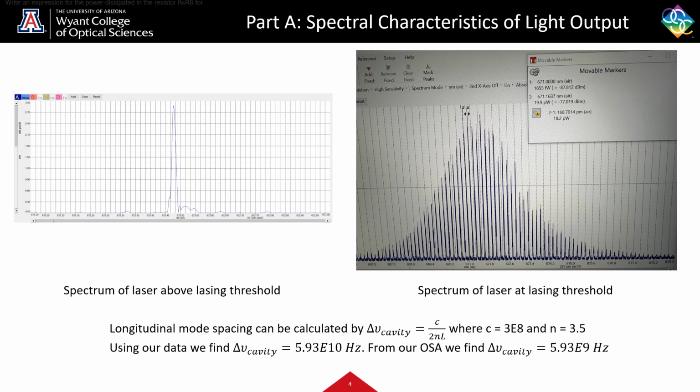These are the spectrums for the laser above lasing threshold and the laser at lasing threshold. And we can calculate the longitudinal mode spacing by delta nu cavity equals c over 2nL, where c is the speed of light, n is about 3.5, and L is the length of the cavity. Using our data, we find that delta nu cavity equals 5.93E10 Hertz. And from the OSA spectrum measurement, we found that delta nu cavity equals 5.93E9 Hertz, which is an error of about 1 order of magnitude.